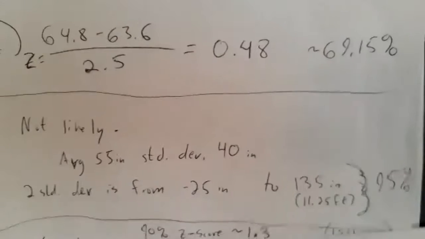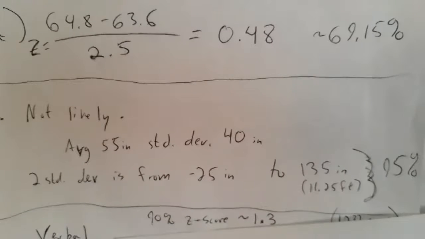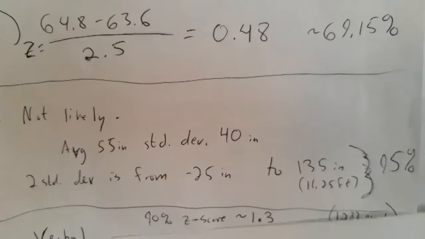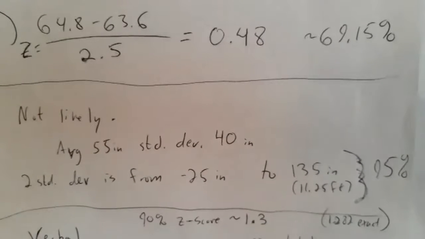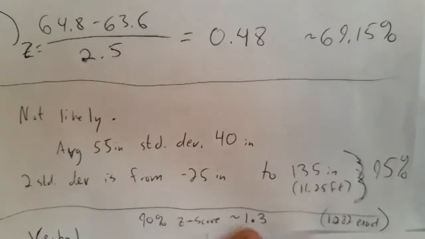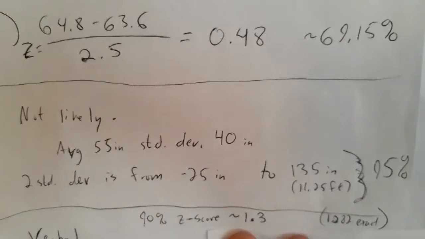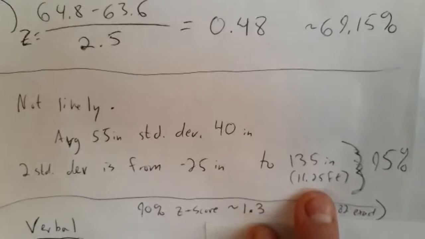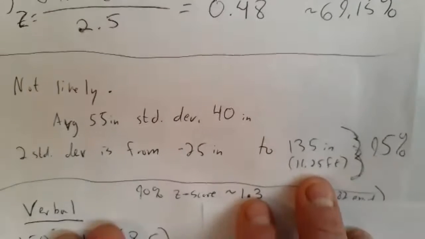So if we do the 90% Z-score, it's about 1.3 from our table. I think I figured out the exact: it's 1.282. And so we need to go 1.3 standard deviations on the positive side, I believe, right? This is plus 1.3. So we need to go 1.3 standard deviations above this thing.